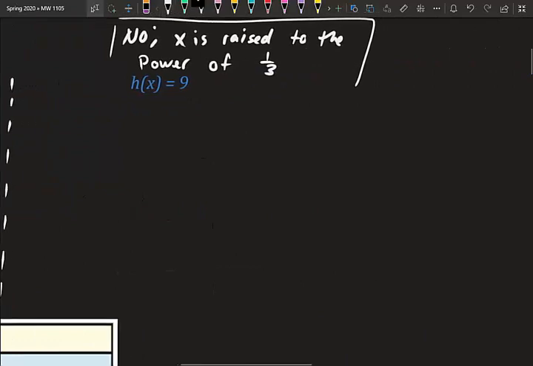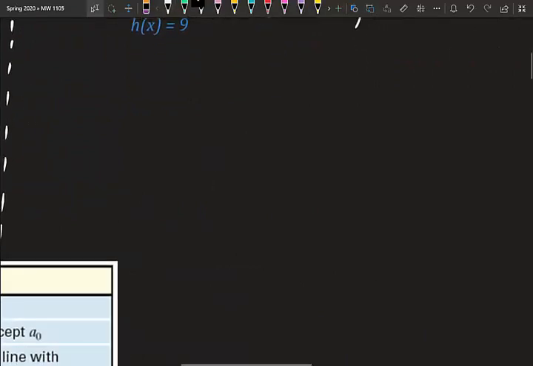Alright, last one. This is a polynomial. Why? There's no radical, there's no fraction. So this is a polynomial. It is in standard form, because I can't rearrange it. We're good to go. So our leading term is 9. That's the only thing we have. Our constant is 9, because that's the only thing we have.